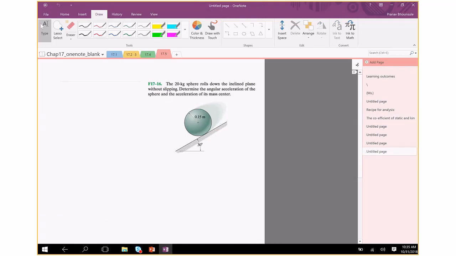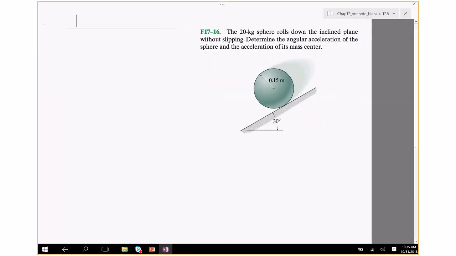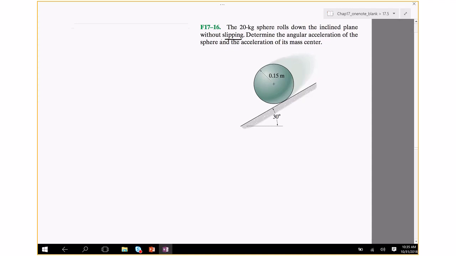Okay, here is another problem, see if we can solve this. The 20 kg sphere rolls down an inclined plane without slipping. So that's another way we can give you a question. We are specifically telling you it is rolling without slipping, so you do not need to solve the slipping part because it is given to you. Determine the angular acceleration of the sphere and the acceleration of its mass center. So draw a free body diagram.